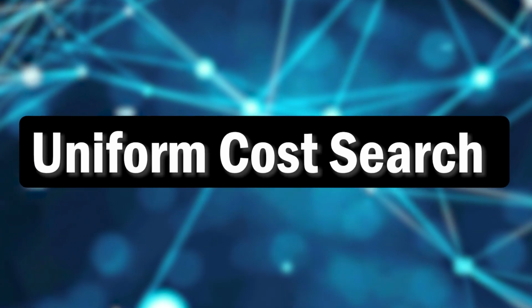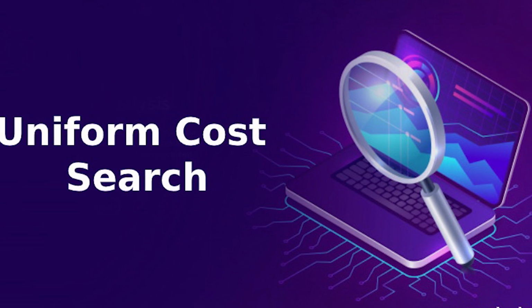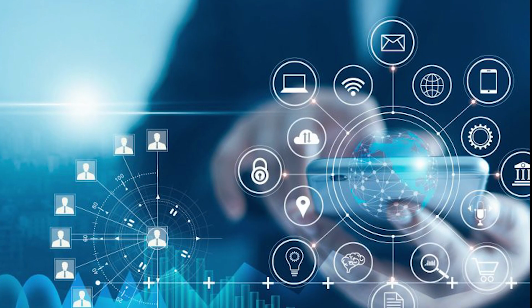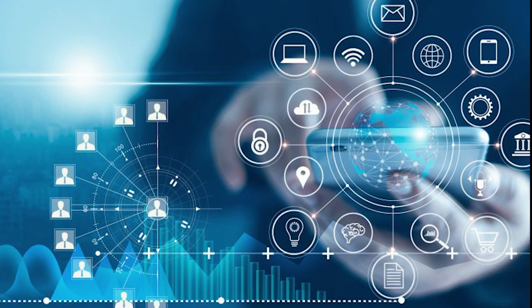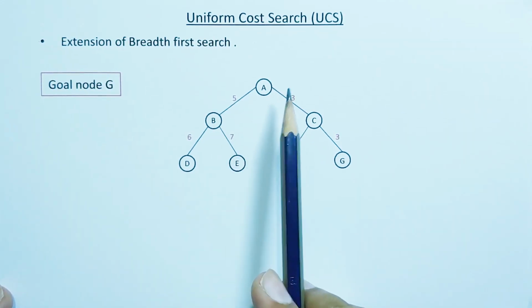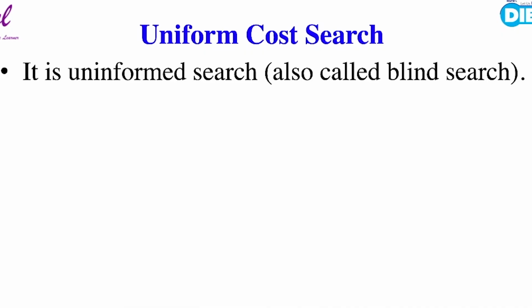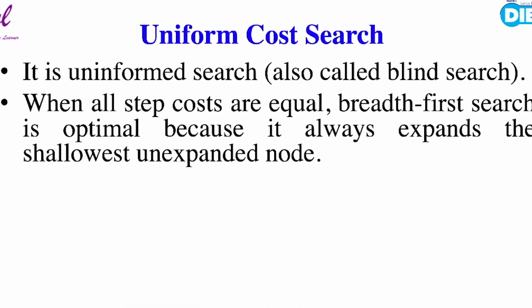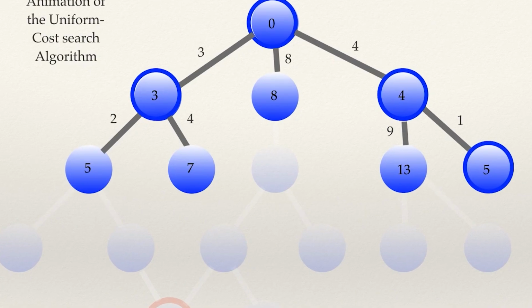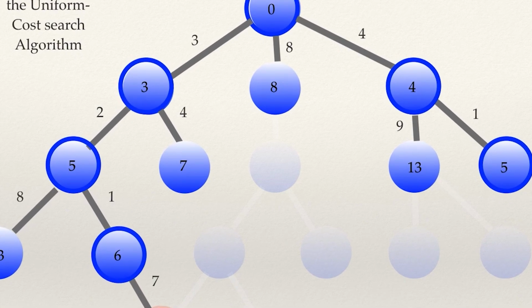Uniform Cost Search. Uniform Cost Search is a more sophisticated search algorithm in AI. It works by exploring the nodes with the lowest cost first. The cost of each node is determined by the sum of the costs of the edges leading to that node. UCS is guaranteed to find the optimal solution, but it can be slow if there are many paths to explore.